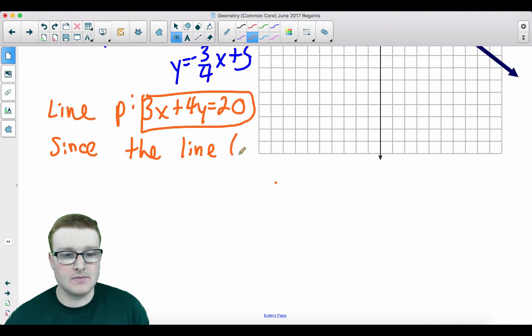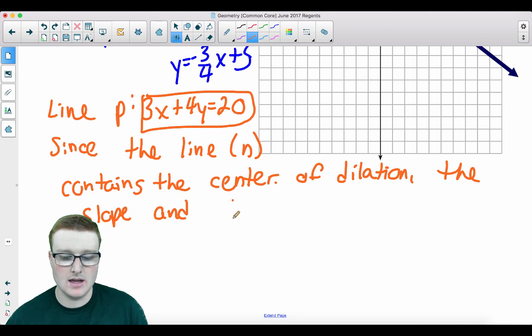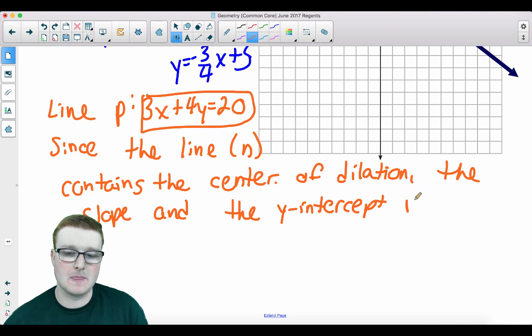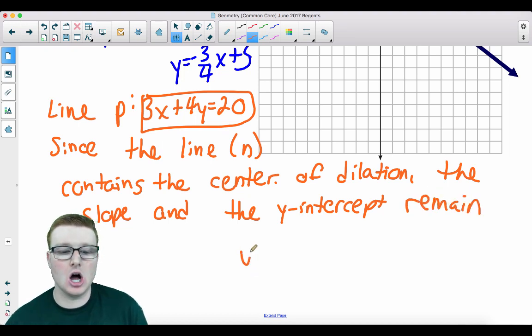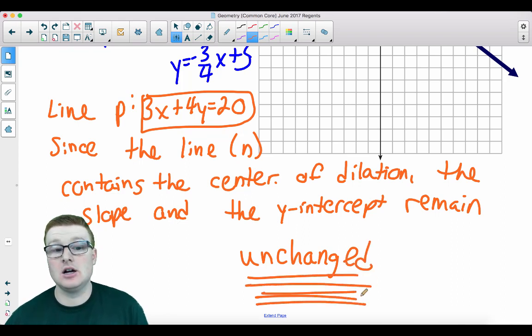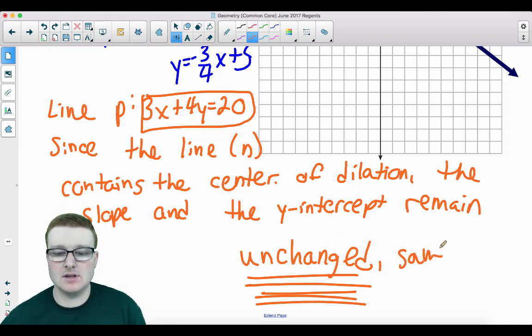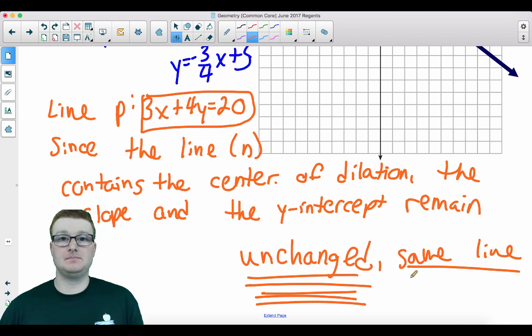Since line N, I'm going to put that in parentheses, contains the center of dilation, the slope and the y-intercept remain unchanged. So if the center of dilation is on the line, the slope and the y-intercept remain unchanged, meaning it's the same line. And that's how you do that question.